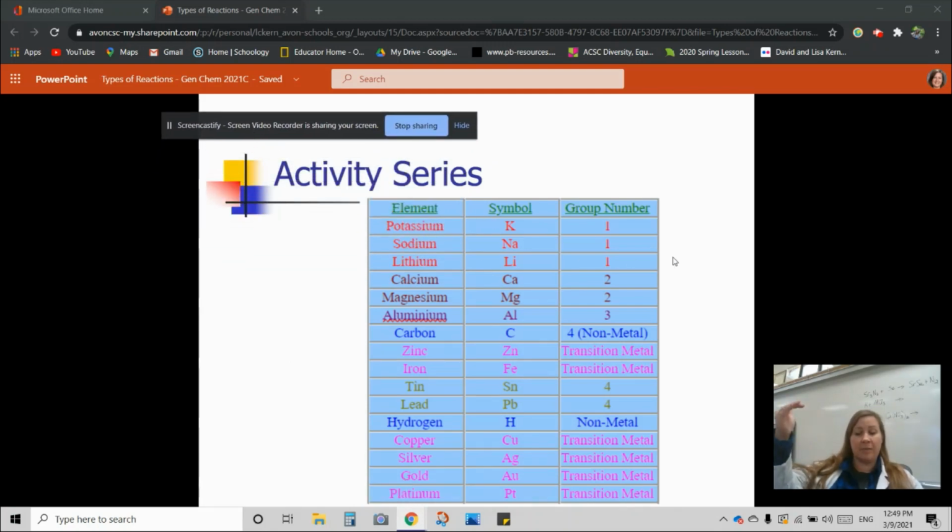And the elements at the top of the list are strongest. So this is ranked in order. So this isn't all of the elements, but these are some elements that will typically be in reactions. So potassium is stronger than sodium, sodium is stronger than lithium, and so on and so forth. So what that means is anybody higher up on the list is going to be able to kick out of a bond anyone lower on the list.